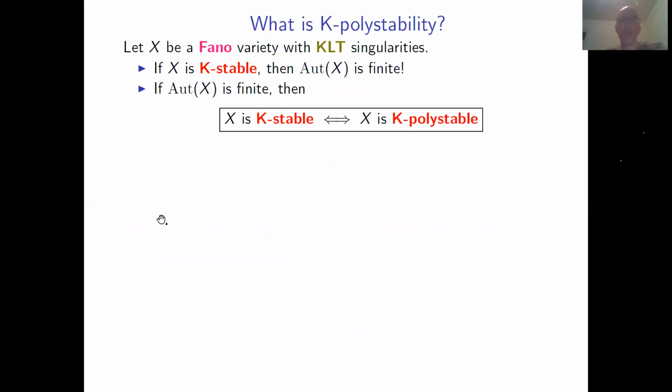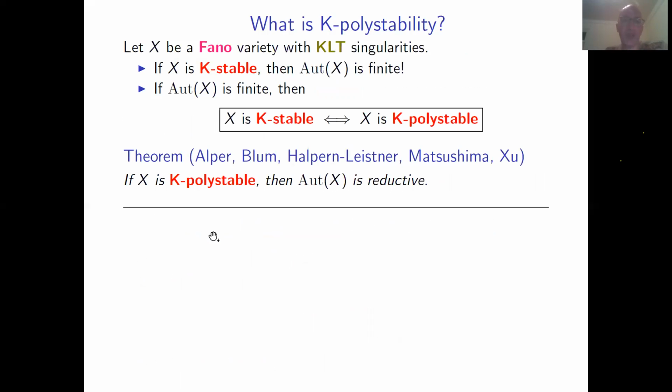For this, we have other results which are very recent, some of which appeared on the arXiv last week. First of all, let me remind you that if a Fano variety is K-stable, then its automorphism group is finite. And if the automorphism group is finite, then K-stability and K-polystability coincide. But a very recent result by Alper, Blum, Halpern-Leistner, Xu, and Matsushima in the smooth case, basically says that if a Fano variety is K-polystable, then its automorphism group is reductive.